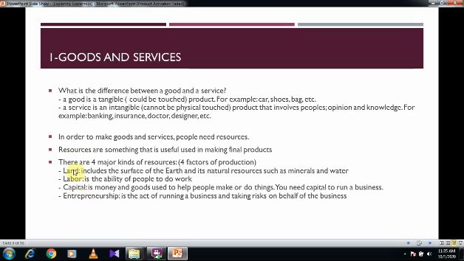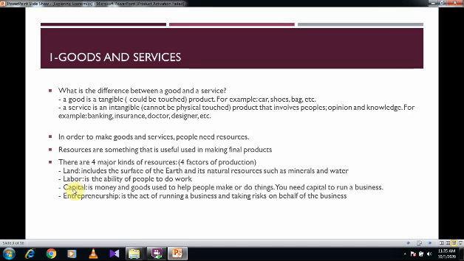The first factor is land. If you need to produce any product, you need to get the resources from Earth's surface first. Whether it's minerals, water, timber, or cotton, you need the resource. Next is labor. Labor is the ability of people to do work. In other words, these are the workers that you have working in a place that are helping produce the goods.